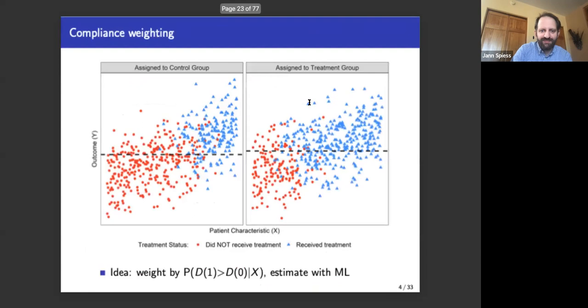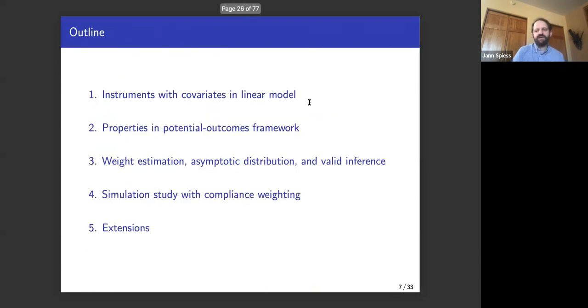Okay, with that, let me now go over the main part of the talk. Just to provide a simple outline, I will first start with a simple linear framework in order to motivate compliance weighting, before then going over to a potential outcomes framework where I drop some of the linearity assumption and discuss properties. And I will stop for questions after that first part of motivating everything in a linear model.